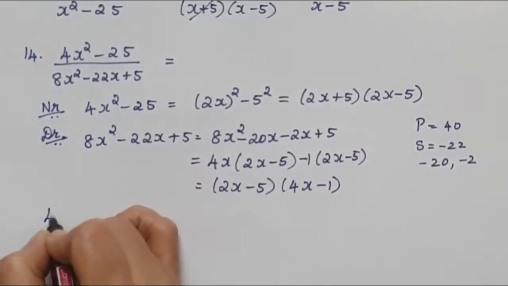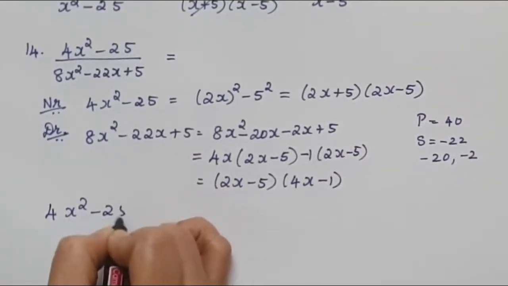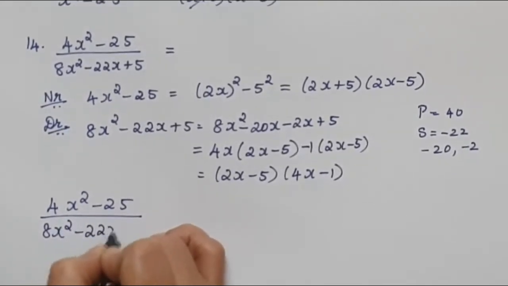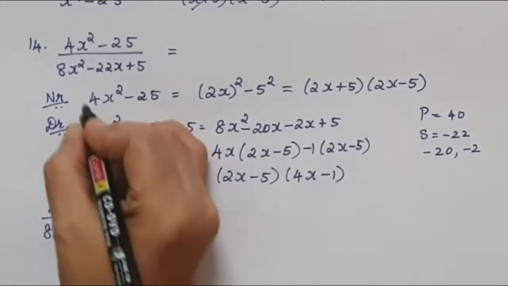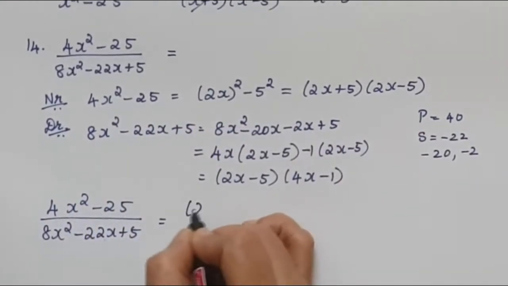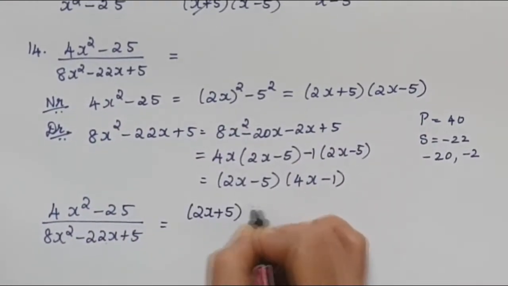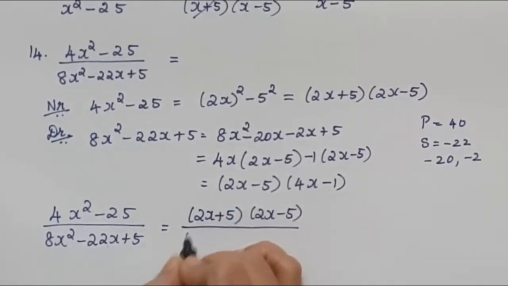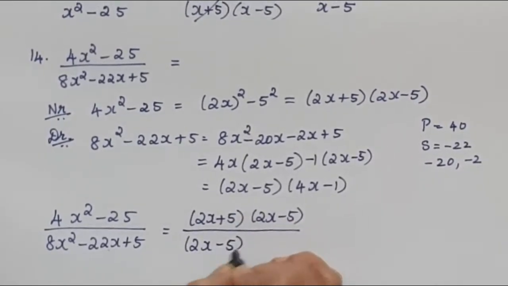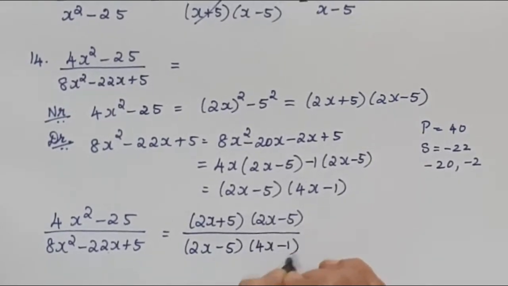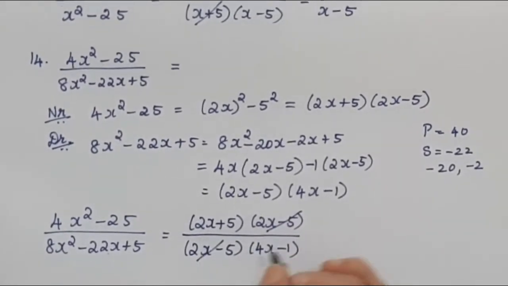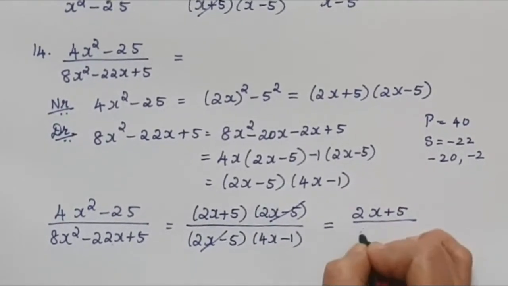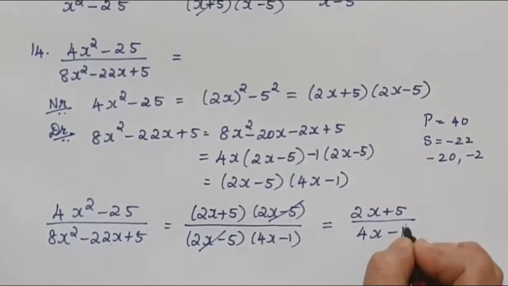Now we'll just substitute in our question, 25 over 8x square minus 22x plus 5. Our numerator we have simplified and we have got it as (2x plus 5)(2x minus 5). And our denominator we have got it as (2x minus 5) into (4x minus 1). So 2x minus 5 gets cancelled. So our answer is (2x plus 5) over (4x minus 1).